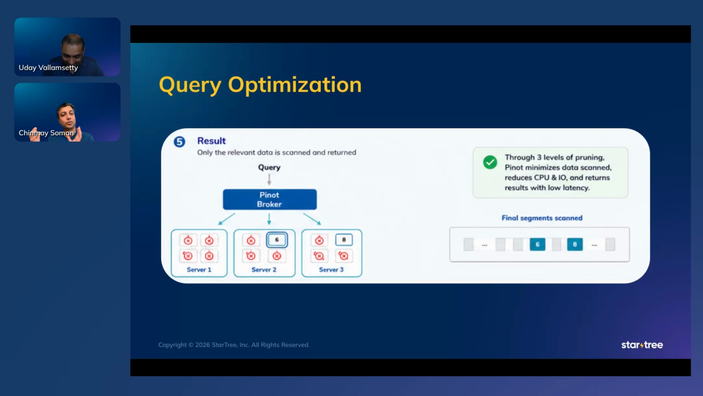So the effect is, the data can keep growing, your number of nodes can keep growing, but the query performance stays predictable, and that's how we're able to achieve this at the scales Uday had mentioned before.